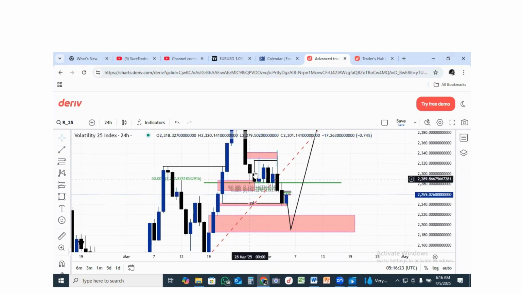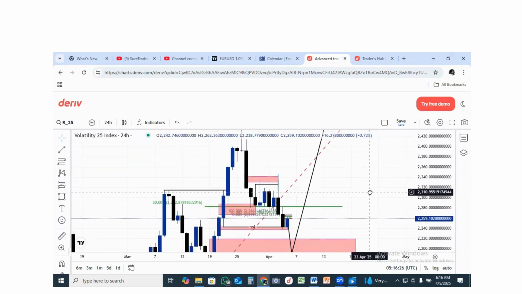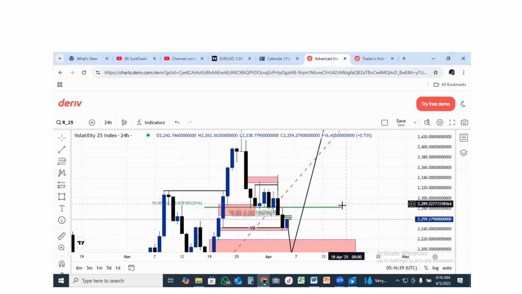Whenever you see price coming from premium or discount, and there's a fair value gap in between at the equilibrium, now this line is the 50%. You see that 50%. It will make price react either to the upside or to the downside. So you can have a short buy or sell. Now, in this case, I had a short buy. I bought this trade into here.